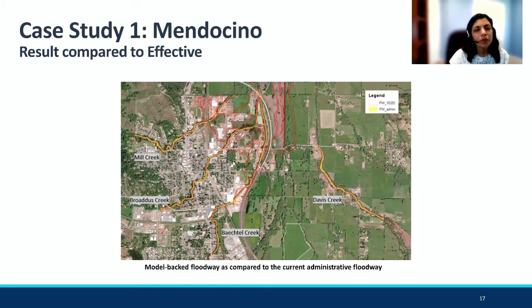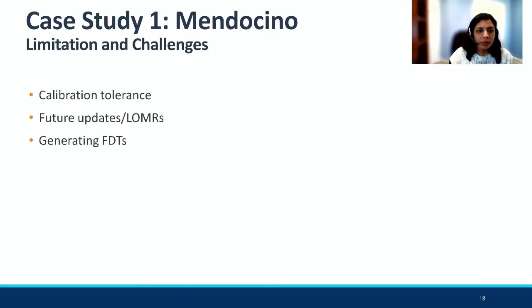So this study provides significant improvements over the effective flood study with the new 1D 2D model and also a model-backed floodway approach. But it also has some limitations and challenges. There is no acceptable calibration tolerance for 1D to 2D results, which differs from study to study. Though efforts were made to match the discharges and other parameters from the 2D overflow models, they may not represent the same unsteady flow condition.